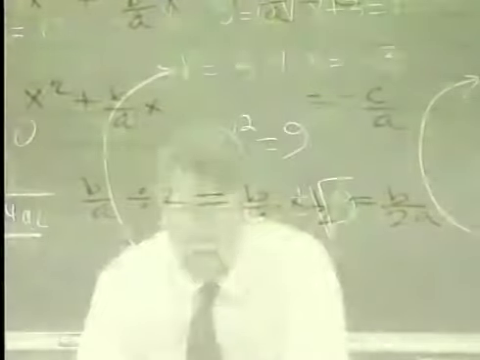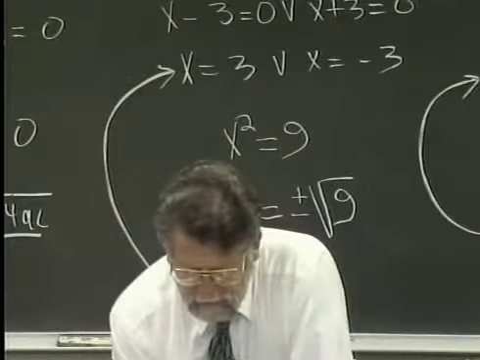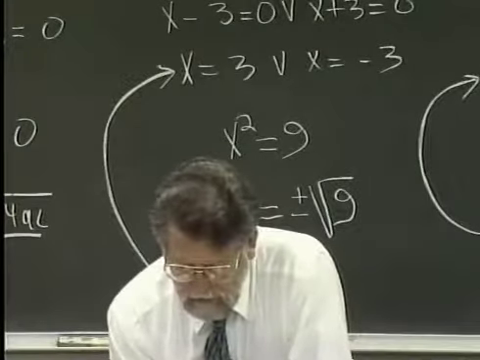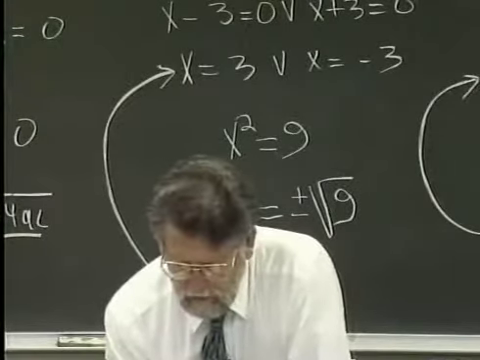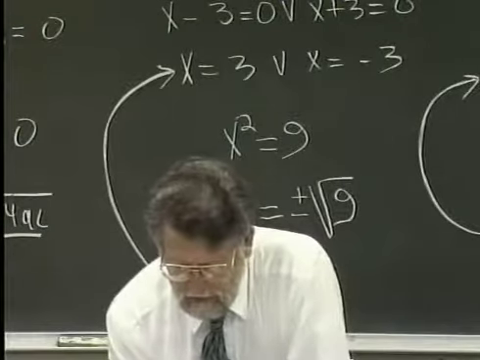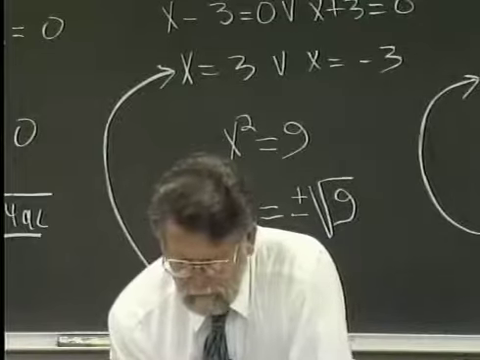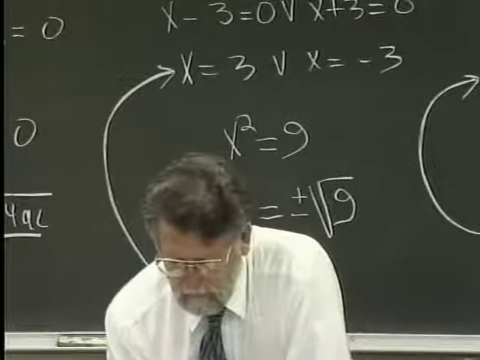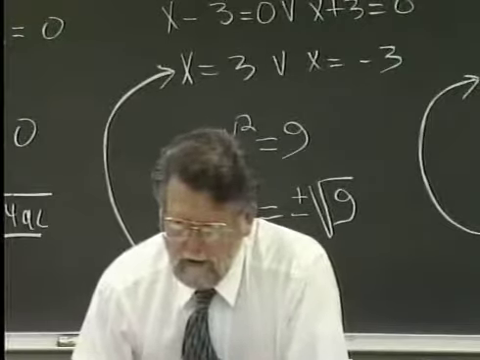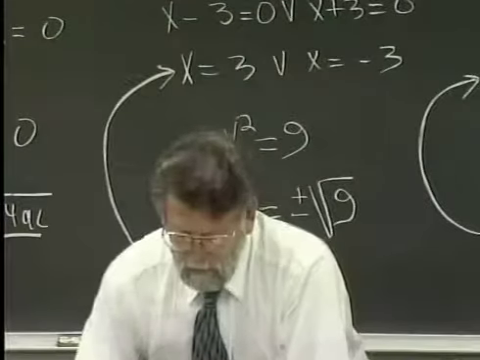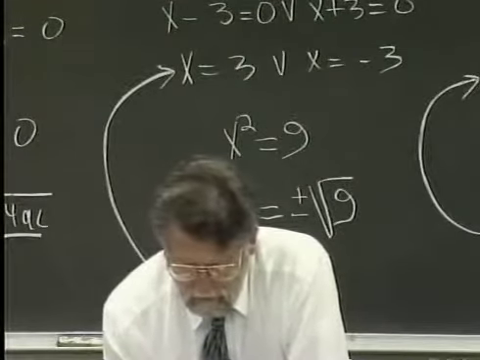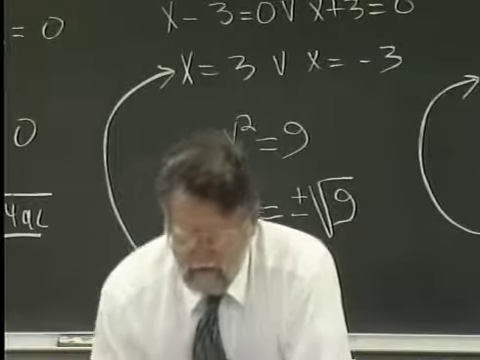Now, my rule is square, so add the square of b over 2a to both sides of the equation. So here is my statement. Add the square of b over 2a to both sides of the equation. Now, the square of b over 2a is b squared over 4a squared. So this is what I'm going to add to both sides.